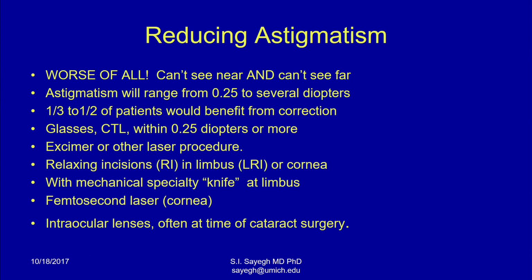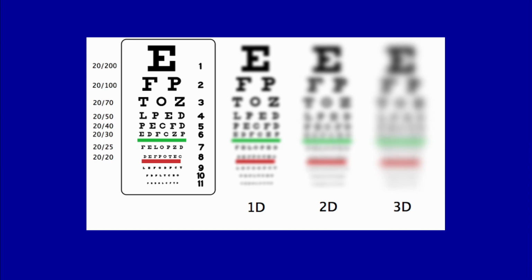So getting rid of astigmatism is going to be very important, if you can do it. And it's only very recently that we've been able to address this in a specific surgical way, in particular at the time of cataract surgery. So it's a fairly recent development. Just to give you an example, I'm going to be talking sometimes in terms of diopters.